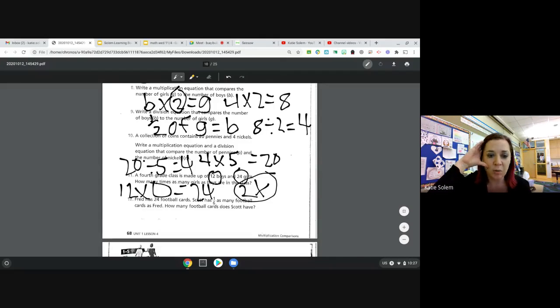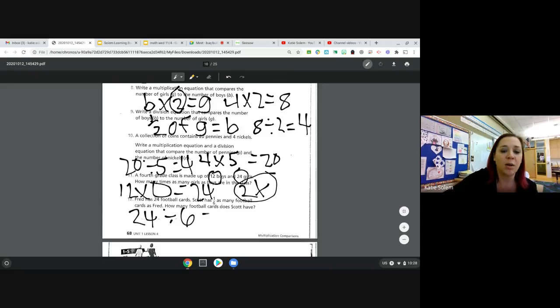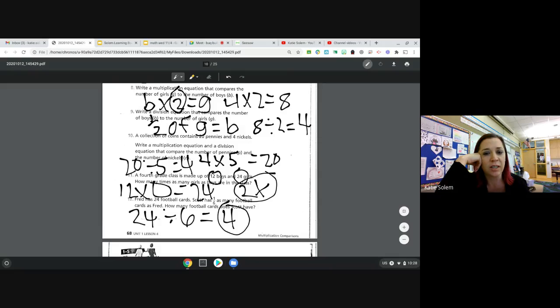Number 12 says Fred has 24 football cards. Scott has 1/6 as many football cards as Fred. How many football cards does Scott have? Well, if Fred has 24, Scott has 1/6 as many, so he has less. So he has a division problem. He has 1/6, or divided by 6. 24 divided by 6 equals what? Well, how many 6s are there in 24? 6, 12, 18, 24. So there were 4. He has 4 cards.